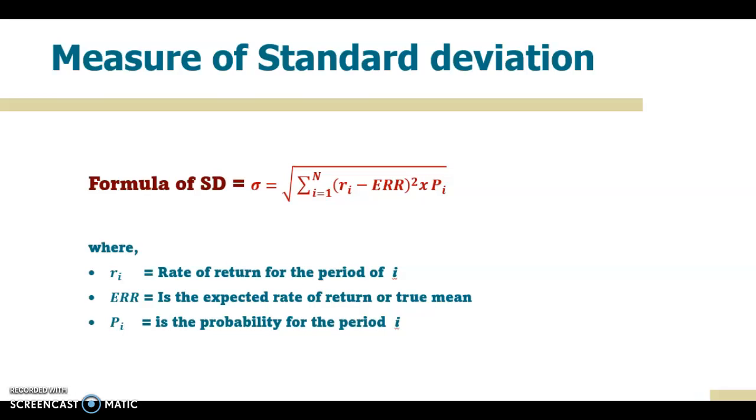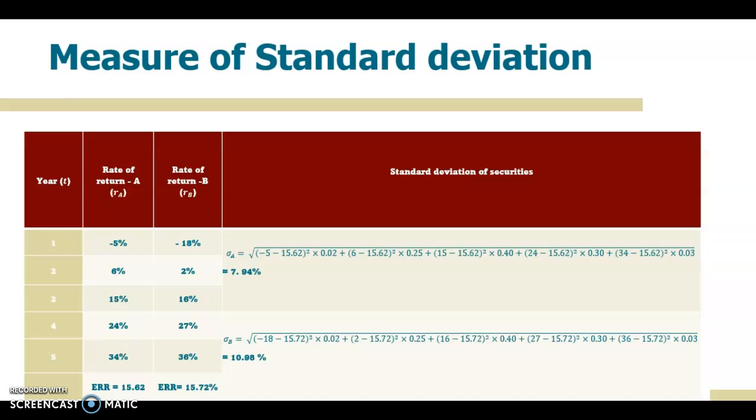The formula of standard deviation is represented by the Greek small letter sigma. Sigma equals the square root of the sum of the rate of return minus the expected rate of return, squared, multiplied by the probability of return. Here asset B provides a higher standard deviation of 10.98%, while the standard deviation of asset A is 7.94%. This means that asset B is more volatile and riskier than asset A.